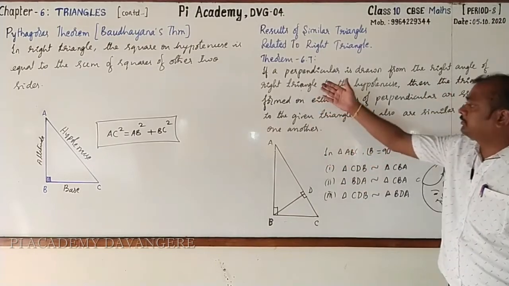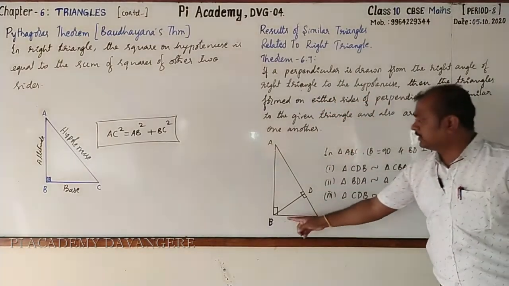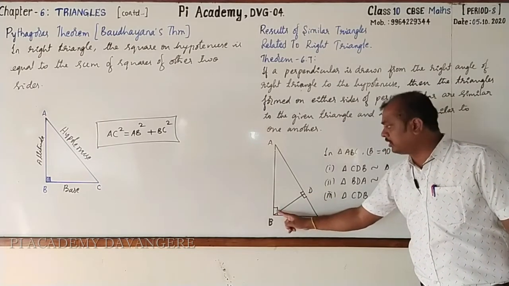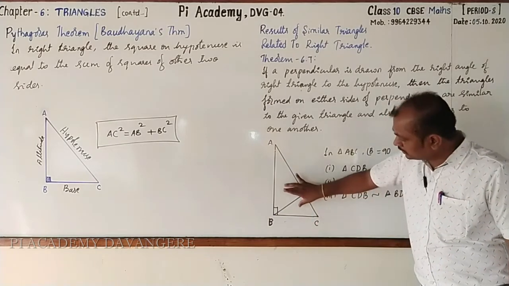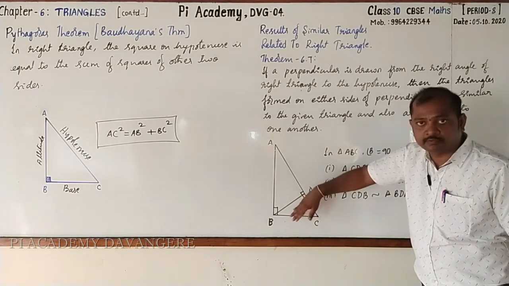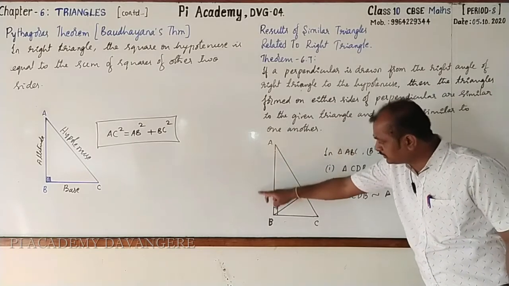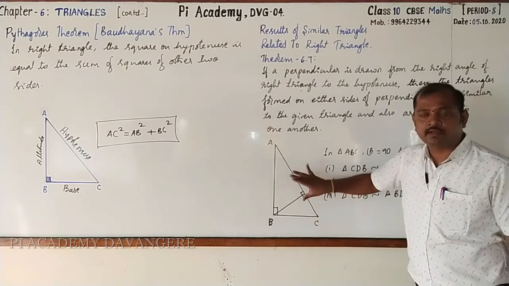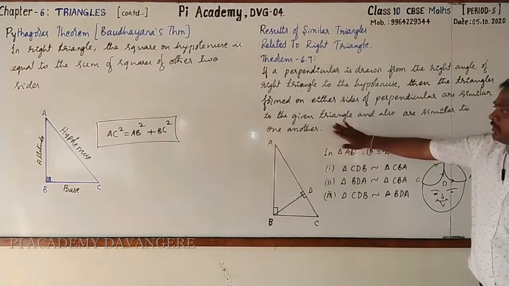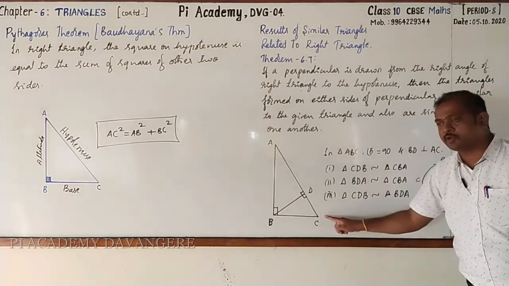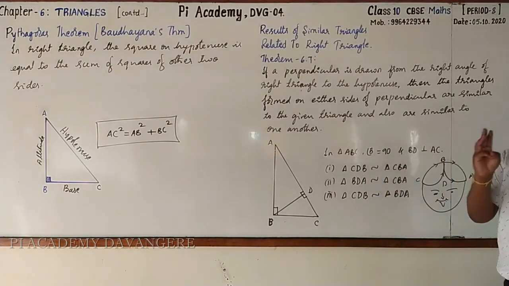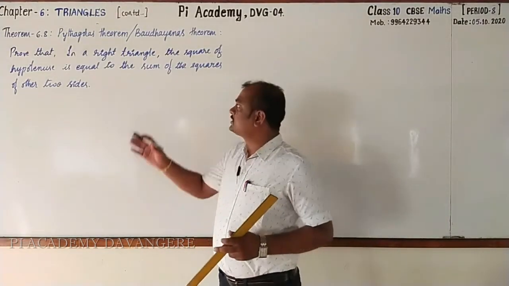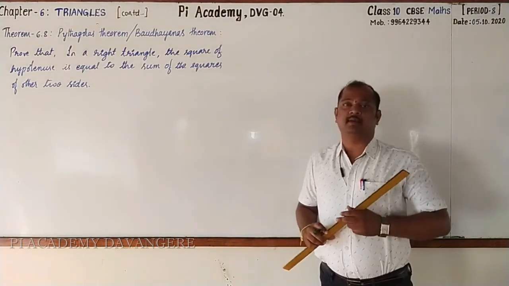Dear students, I have written the statement. Please go through this. See, if a perpendicular is drawn from the vertex of the right angle of a right triangle, then the two triangles formed on either side of the perpendicular are similar to the whole triangle, that is the given triangle, and also these triangles are similar to one another. So after copying this statement, draw this right triangle and write these three important results. Copy this. Dear students, this is one of the important theorems to be asked in the examination.